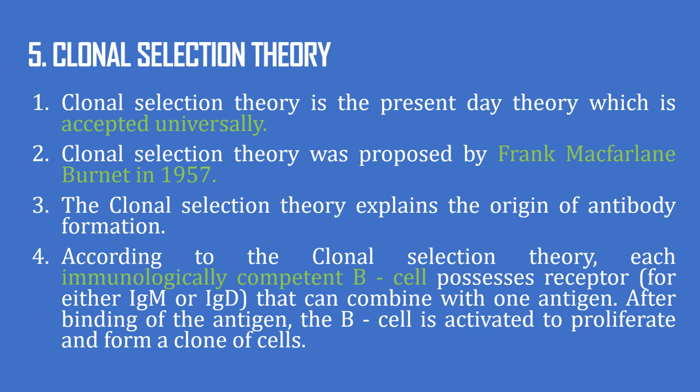Clonal selection theory. Clonal selection theory is the present day theory, which is accepted universally. It was proposed by Frank Macfarlane Burnet in 1957 and explains the origin of antibody formation. According to this theory, each immunologically competent B cell possesses a receptor for either IgM or IgD that can combine with one antigen. After the binding of the antigen, the B cell is activated to proliferate and form a clone of cells.